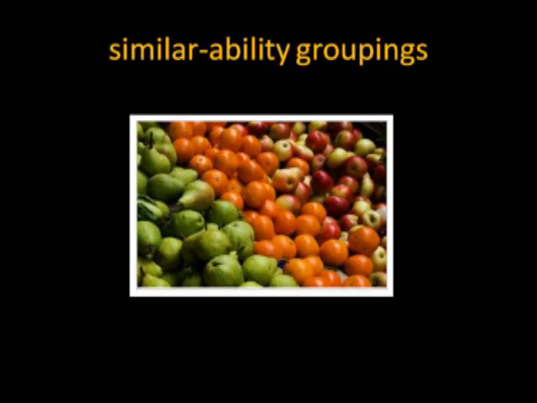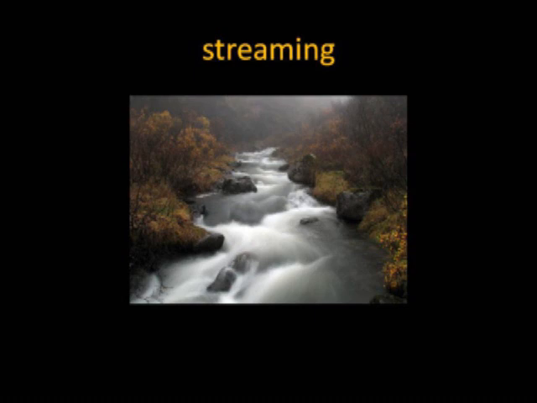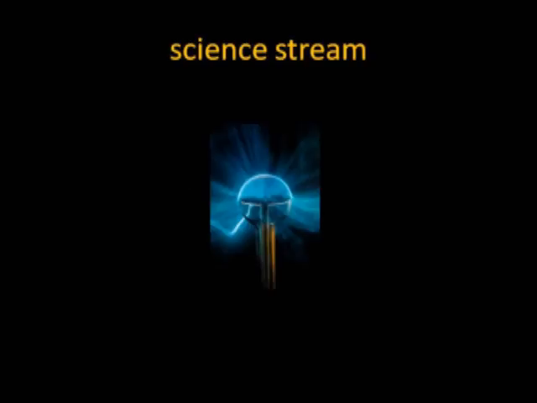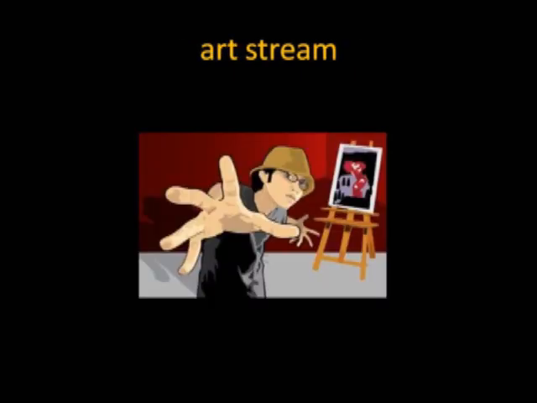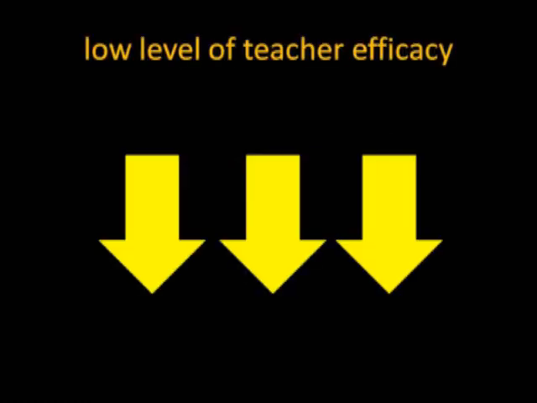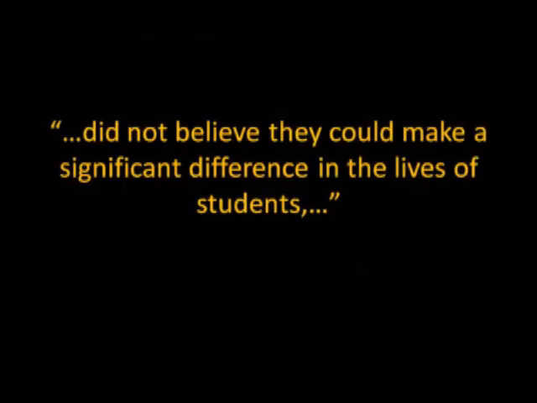In the past, schools managed to deliberately produce poor students by similar ability grouping, sometimes called streaming in the British system. During my high school years, I realized that the best students of the school belonged to the science stream and the poor ones belonged almost in an ostracized manner to the art stream. I also realized that students in the arts stream were assigned teachers who were least committed and possessed a low level of teacher efficacy. These teachers did not believe that they could make a significant difference in the lives of students, especially the ones labeled as poor performers.